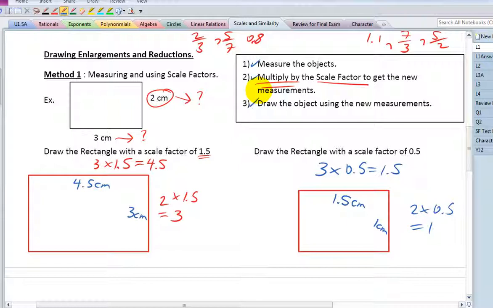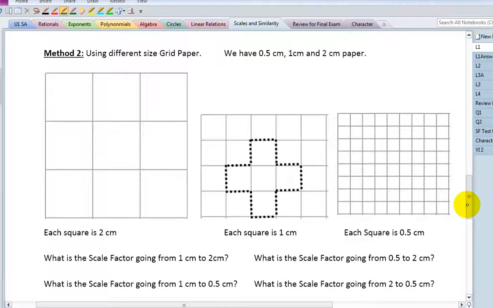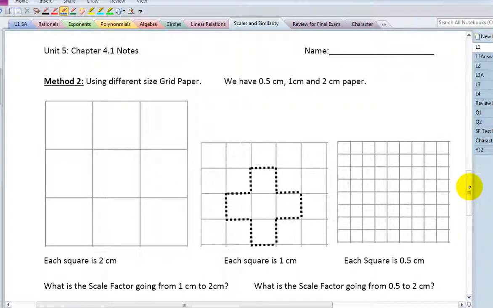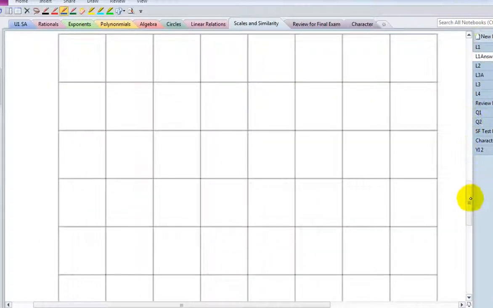No. Turn it over. Well done. Okay, so the next method is to use grid paper. And what we're going to do is use different size grid paper. If you turn it over, you'll see, guess what? I have some for you.